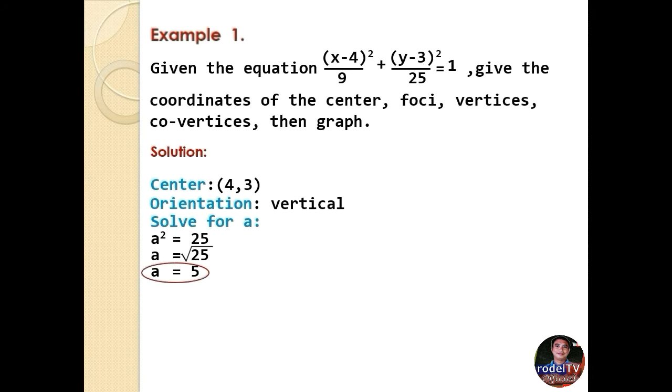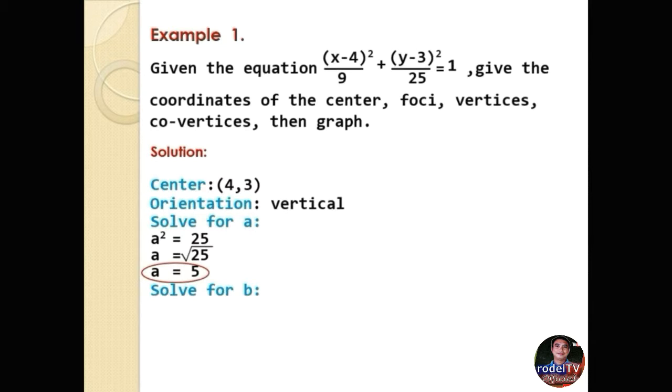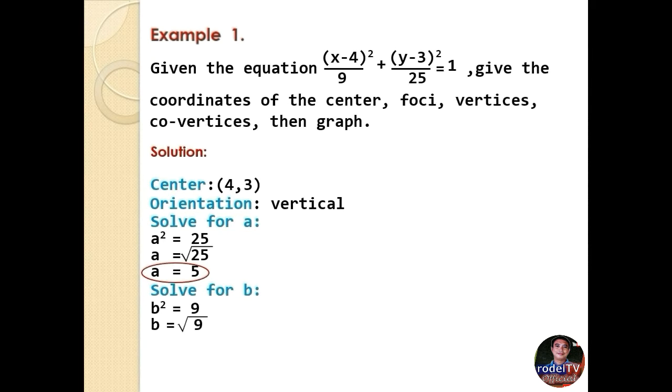Let us now solve for our b, or the length of our semi-minor axis. Since 9 is the smaller denominator, it is the value of our b squared. Therefore, b squared is equal to 9. Now, to solve for the value of b, we simply get the square root of both sides. And what is the square root of 9? We have 3. Therefore, the length of our semi-minor axis is 3 units.